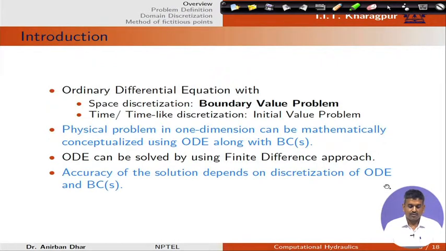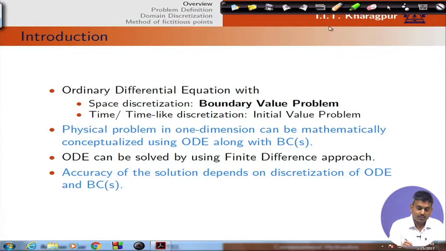Accuracy of the solution depends on discretization of ordinary differential equation and boundary conditions. This is specific to boundary value problems, but in case of initial value problem, we have seen that accuracy of the solution depends on the ordinary differential equation.